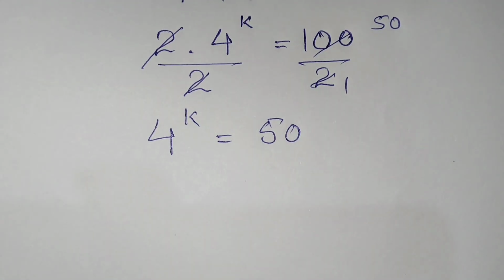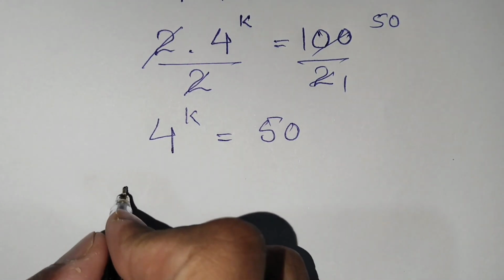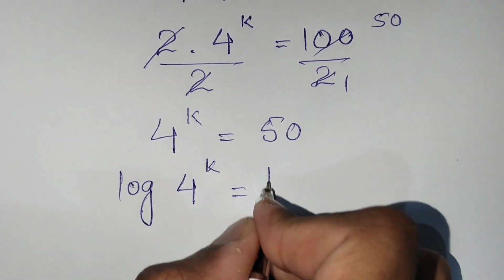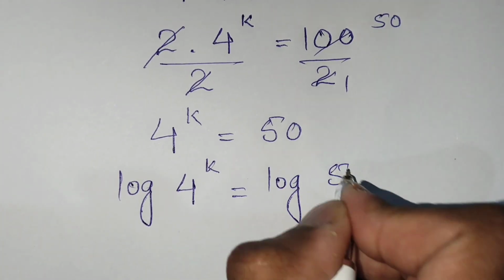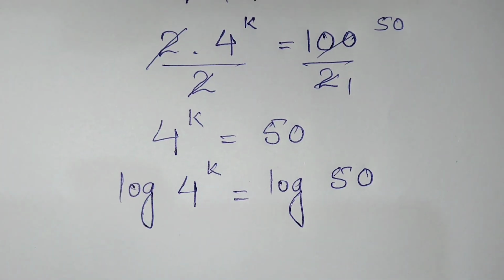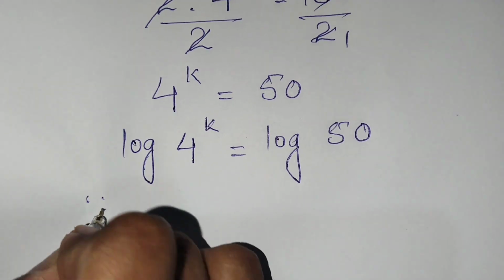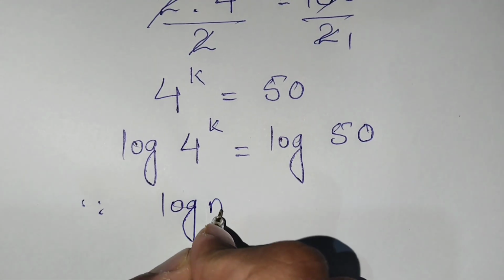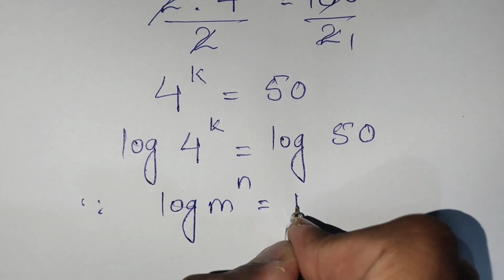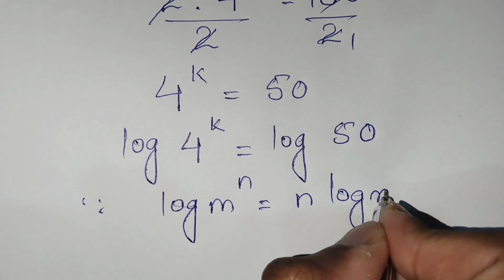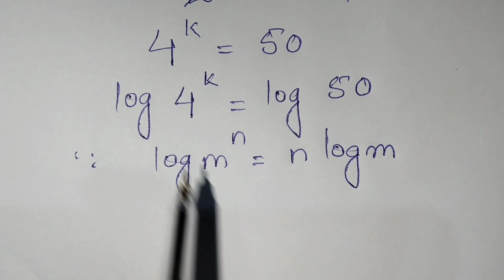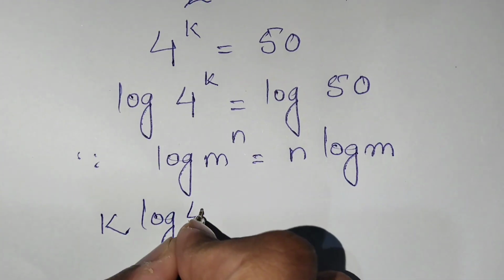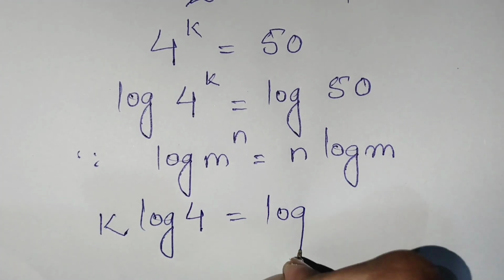Now take the logarithm on both sides of the equation. Log of 4^k is equal to log of 50. For the left hand side, we will use the power rule: log of m raised to the power n is equal to n times log of m. So it becomes k times log of 4 is equal to log of 50.